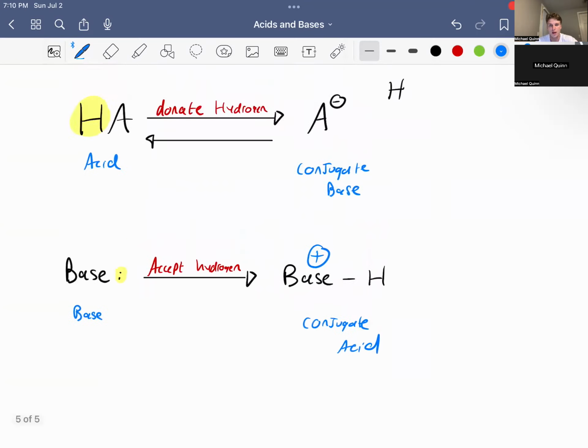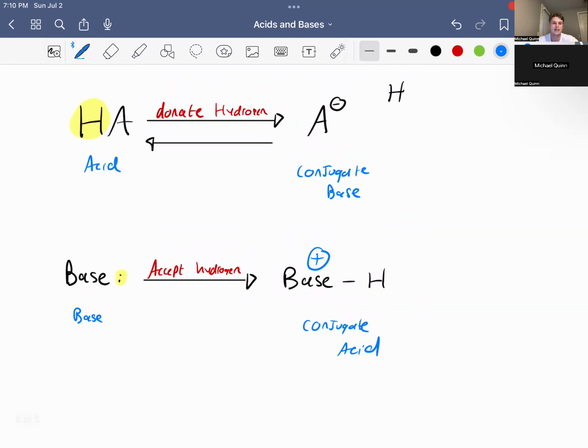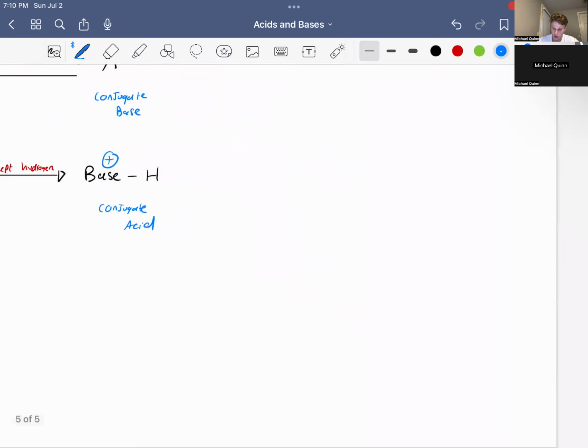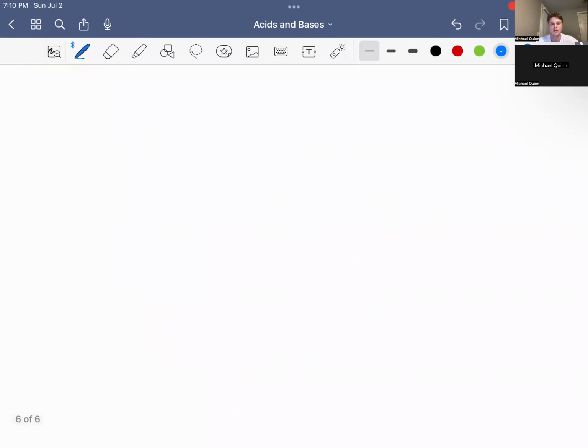You could almost think of a conjugate as what is left over from the acid or base reaction happening. So for an acid, when it donates a hydrogen, it is now the conjugate base. When a base accepts a hydrogen, it is now the conjugate acid with that hydrogen now attached to that base. Now, it is very important to understand conjugates in terms of the strength of our acid or base. So I'm going to make this demonstration using an acid, but it goes the same way for a base, and I will put questions after this lecture for acids and bases.